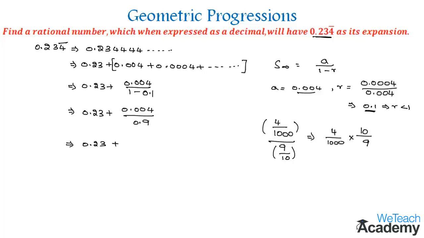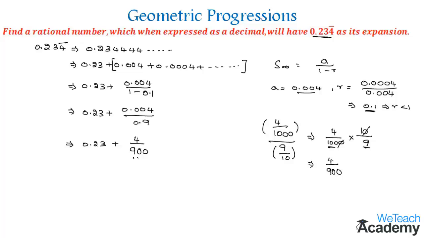Here we can cancel the 0 and 0 in the numerator and denominator. Then we get this as 4 divided by, and by multiplying 9 into 100 we get the denominator value as 900. So let us write this value over here. So we get here 0.23 plus 4 divided by 900.